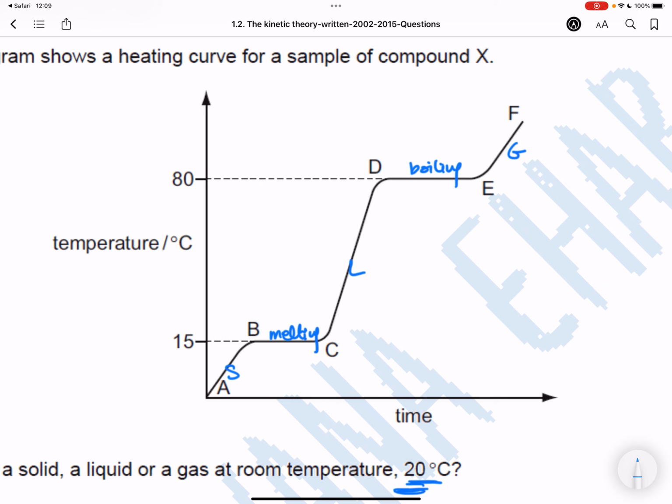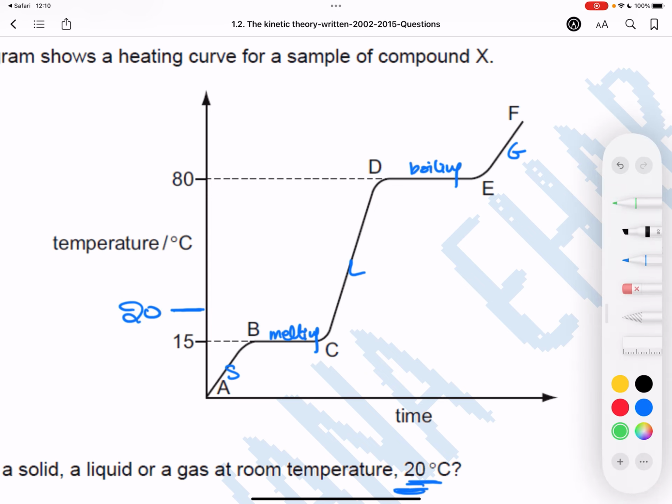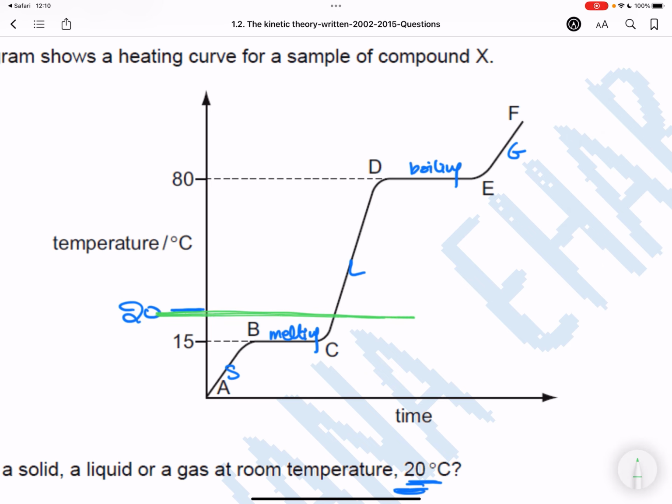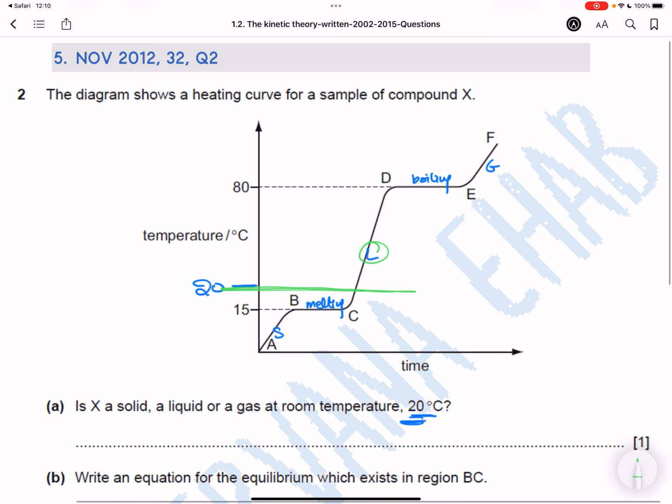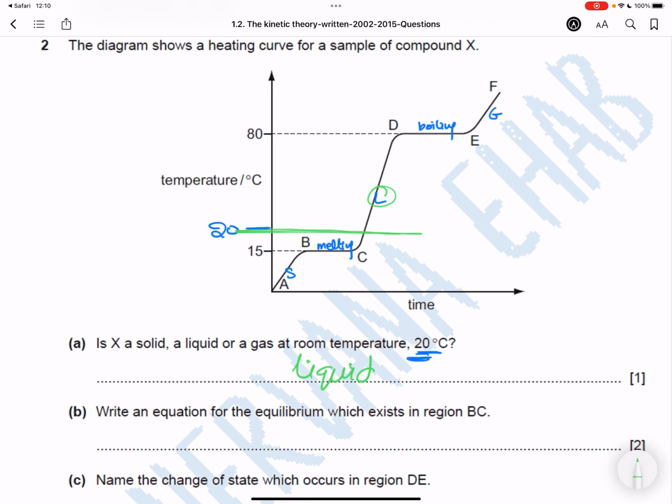All right, so it's asking here what's going to happen at 20 degrees C. So where is 20? 20 is above 15 and of course below 18. So it's somewhere about here. So at this stage, what's the state of this matter? It's going to be a liquid, right? It's above melting point, so it's for sure going to be a liquid.